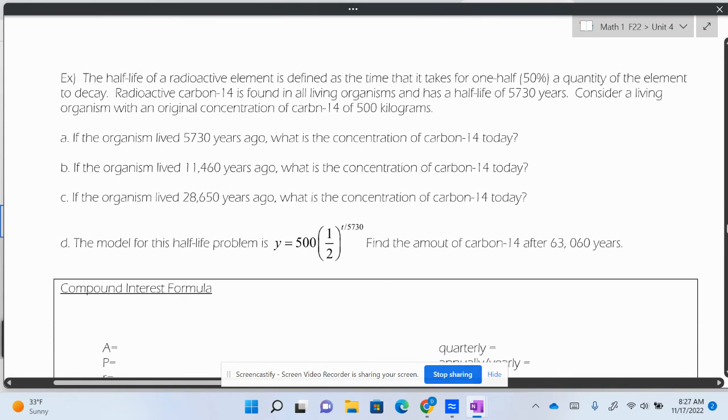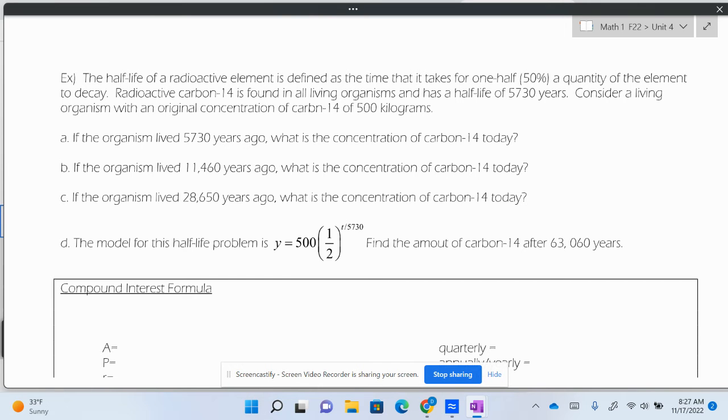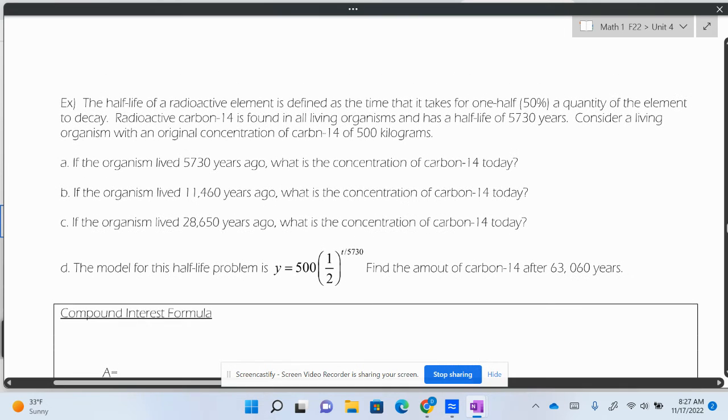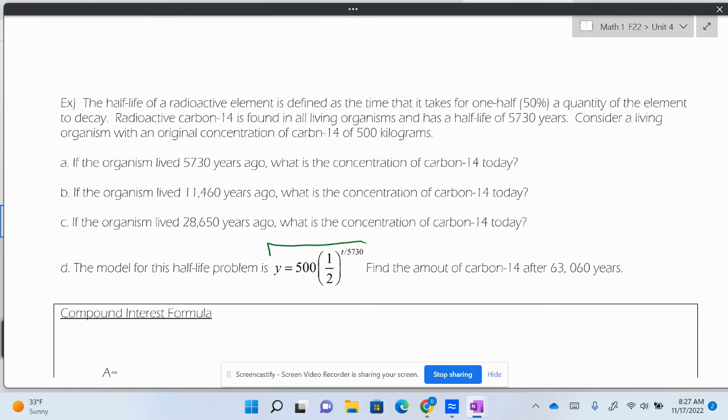Okay. So for the half-life questions, it says the half-life of a radioactive material, this is true, is defined as the time that it takes for 1/2, 50% of the quantity to eliminate. This is the formula that we're going to use really fast. Radioactive carbon is found in all living organisms, and it has a half-life of 5,730 years. So we're going to consider an organism that has that carbon-14, and it has 500 kilograms. We're trying to figure out if the organism lived 5,730 years ago, what is the concentration of carbon today?